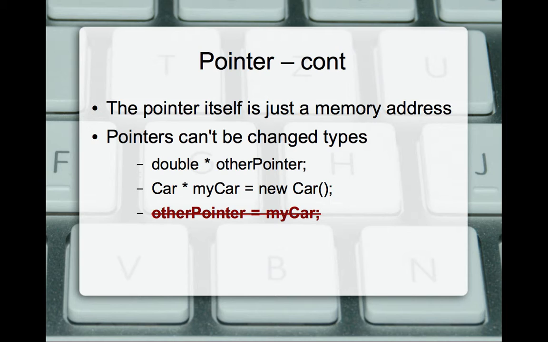The pointers need to remain the same type. So my double pointer can refer to another double, no problem. But my double pointer can't point to a car. So I have to make sure that I keep the idea that my pointers are type-bound, so that if I type it as a double pointer, it's going to stay a double pointer. I can't suddenly start shoving cars or monkeys into it.